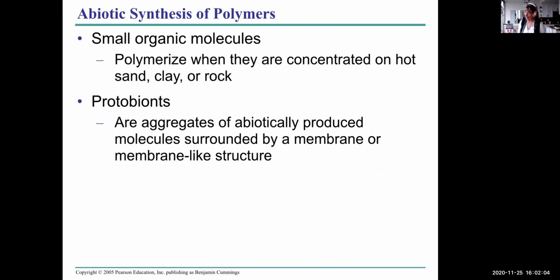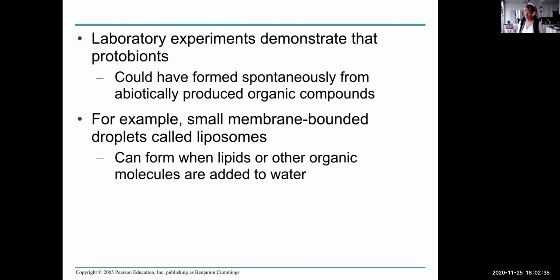So small polymers, like little organic molecules, polymerize when they're concentrated in hot sand or in a hot clay or rock. So in other words, they bind to each other, they come together. And protobionts are aggregates of abiotically produced molecules surrounded by a membrane or a membrane-like structure. So these are thought to be the small structures that predated cells. So protobionts, it seems, could have formed spontaneously.